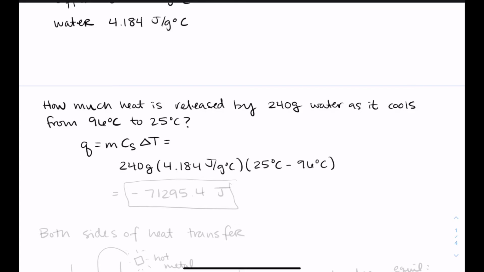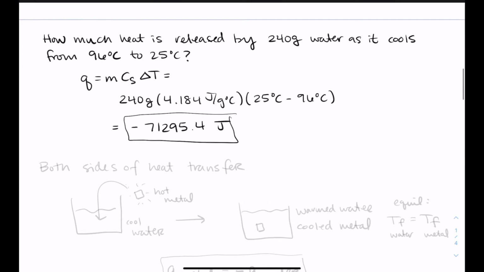So cooling down, I'm expecting this system to give off energy. It's going to give up thermal energy as it goes to a lower temperature. So my heat value should be negative, and the placement of final and initial temperatures is what makes that work out correctly. So I do get a negative 71,295 joules for this scenario.